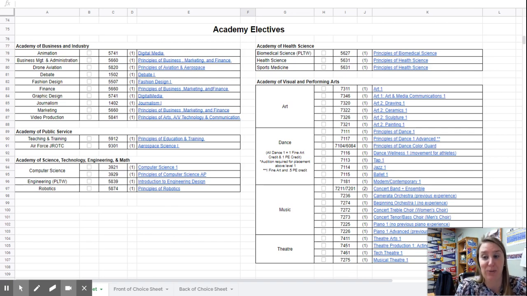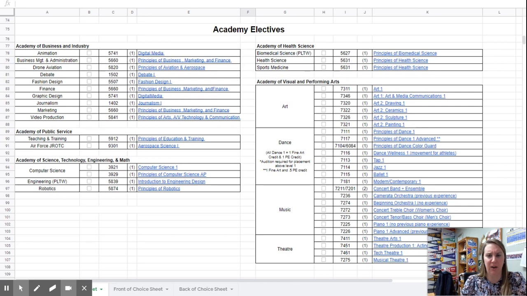Dance. Okay, so dance is what I was saying before. Our dance classes, you take one class and it gives you your PE credit and your fine art credit for just taking one class. So if you've never danced before, we've got Principles of Dance 1. We're going to teach you from the basics. Principles of Dance 1 Advanced, that means you already have dance experience. Maybe you were even taking 8th grade dance classes at middle school, or maybe you've taken a lot of dance classes outside of school. That would be the course for you.